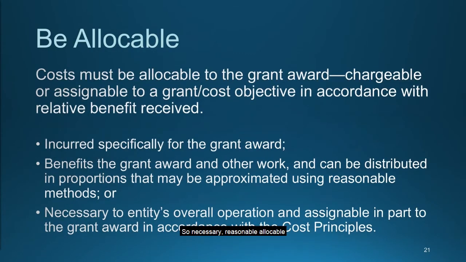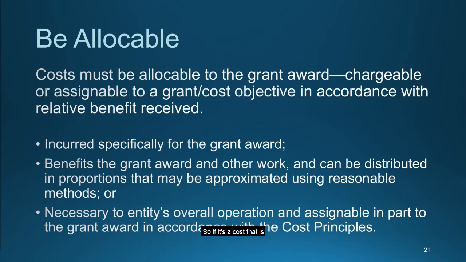Allocable. So necessary, reasonable, allocable, and then the last one we're going to cover in a few slides is adequate documentation. These are the four most frequently cited when we deal with whether a cost is allowable or not. Not that the other criteria we're going to cover aren't important or less important. Those are just the four that come up most often when we deal with allowable cost questions. So allocable is a question of whether the cost was charged or assigned to the grant award in accordance with relative benefit received.